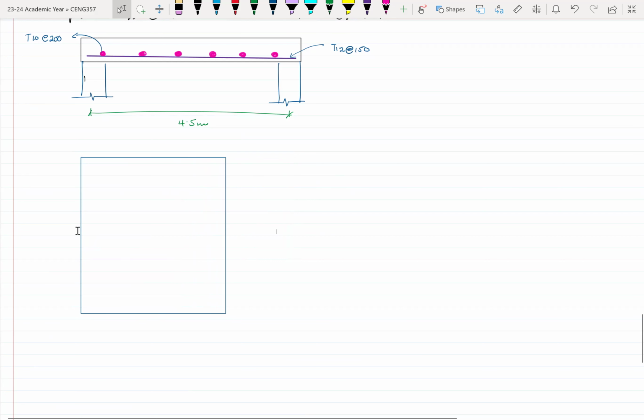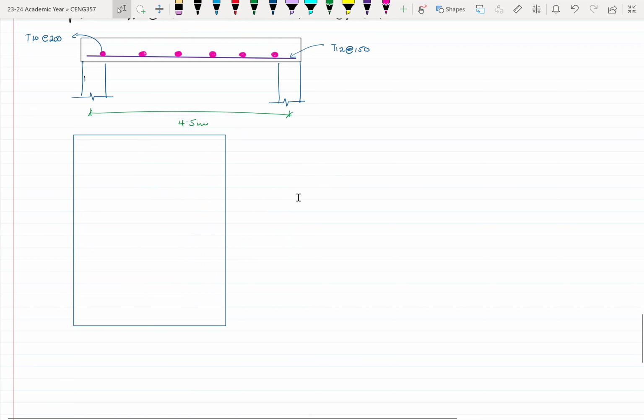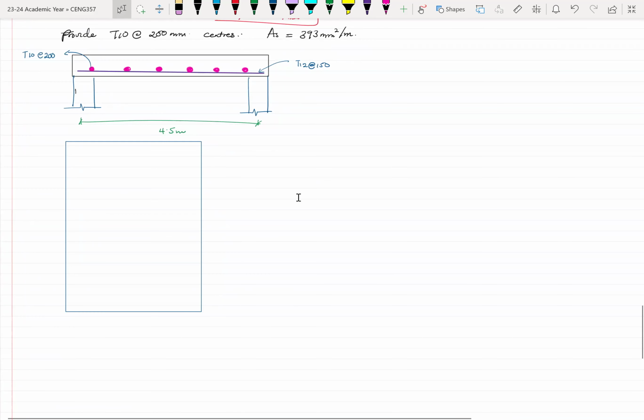So this one looks more like it. Let me just increase the size a little bit. Yes, okay, great. So assuming that this is the panel in plan, of course, this end here is our 4.5. So let me draw that bar again.